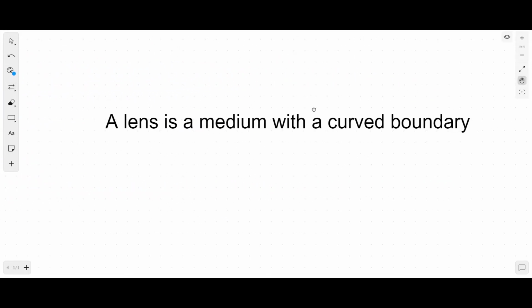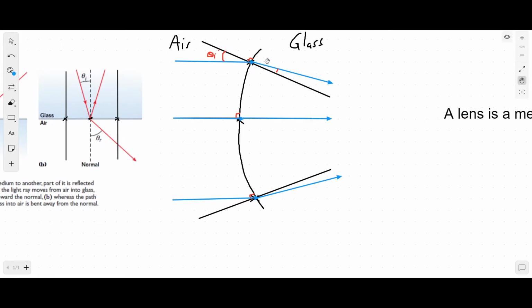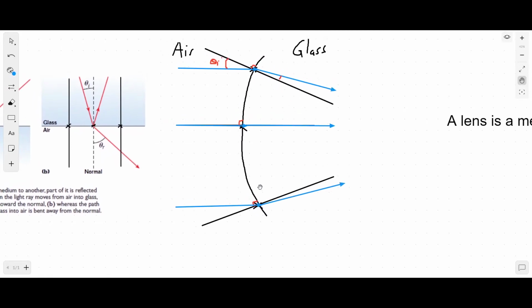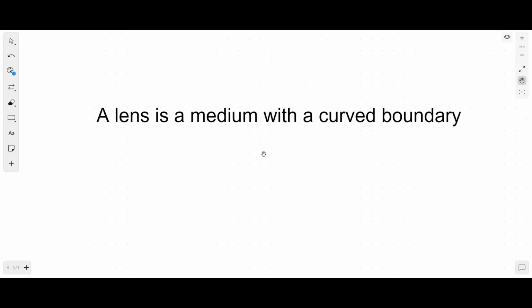Now what we're going to say is that a lens is a medium with a curved boundary. So this drawing that I drew over here, this boundary here is considered a lens, because it's a curved boundary. This boundary in our diagram to the left is not a lens because it's not a curved boundary, it's a perfectly straight boundary. So what we're moving from is the straight boundaries towards the curved boundaries, and the curved boundaries are called lenses. So here's our definition for a lens.